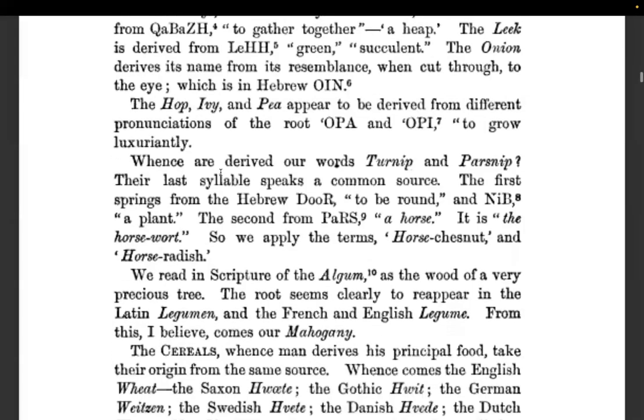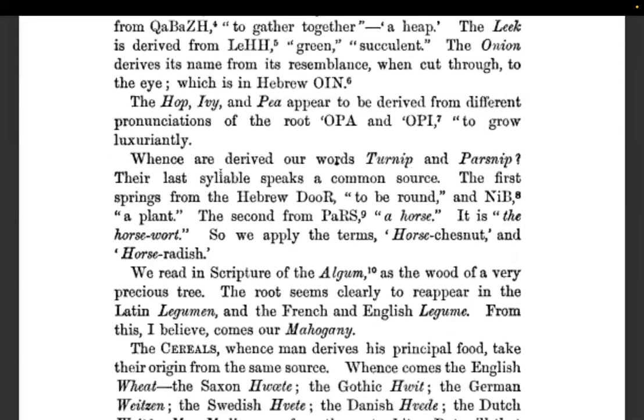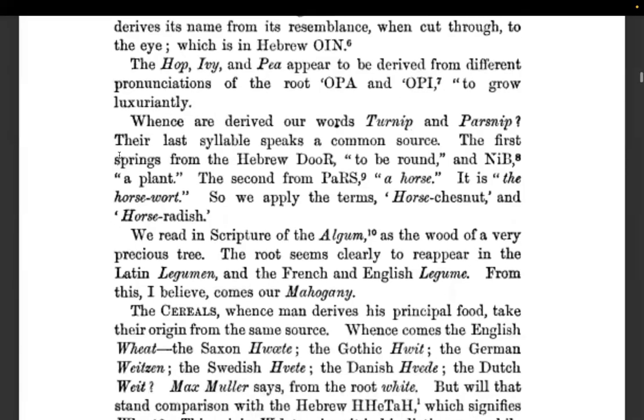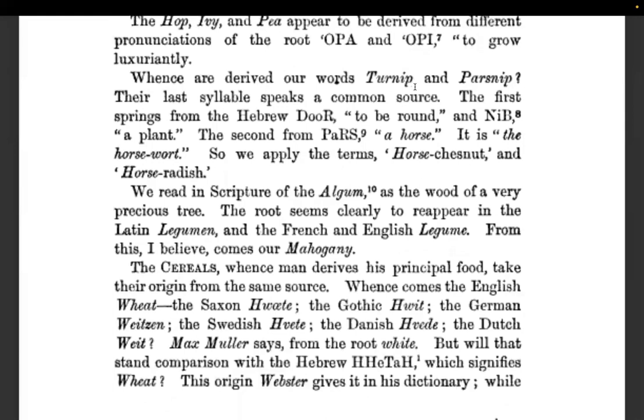The hop, ivy, and pea appear to be derived from different pronunciations of the root opa or opi, to grow luxuriantly, whence are derived our words turnip and parsnip. The last syllable speaks a common source. The first springs from the Hebrew dor, tur, which the D and T are interchangeable, to be round, and nib or nip, a plant. The second is paras, a horse. It is the horsewort. So we apply the terms horse chestnut and horse radish.